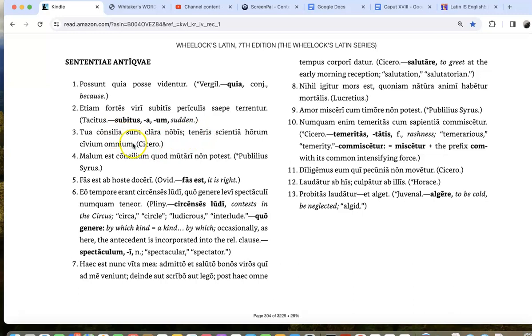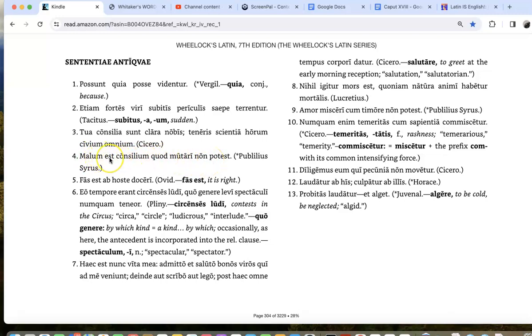So once again, as with translation, the main goal in one sense is not translation but comprehension. I think the basic idea is fairly clear, is that it's knowledge of civic life in a moral, rational sense, according to Cicero, is what helps us bring about moral judgments. All right, moving on to number 4. Malum est consilium quod mutari non potest.